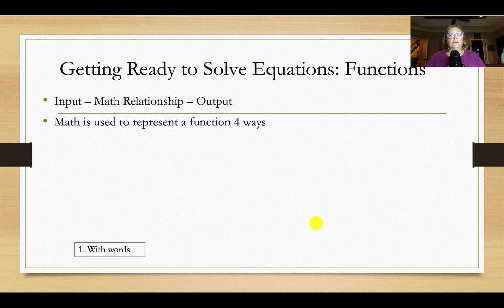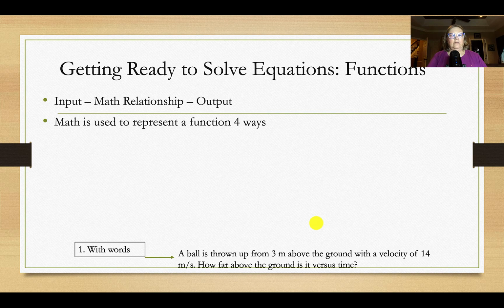So there are 4 different ways to represent functions. The first way is with words, and those are the dreaded word problems. But, of course, it makes the most sense that where we're going to start, if we're going to use math, is with a description that's verbal.